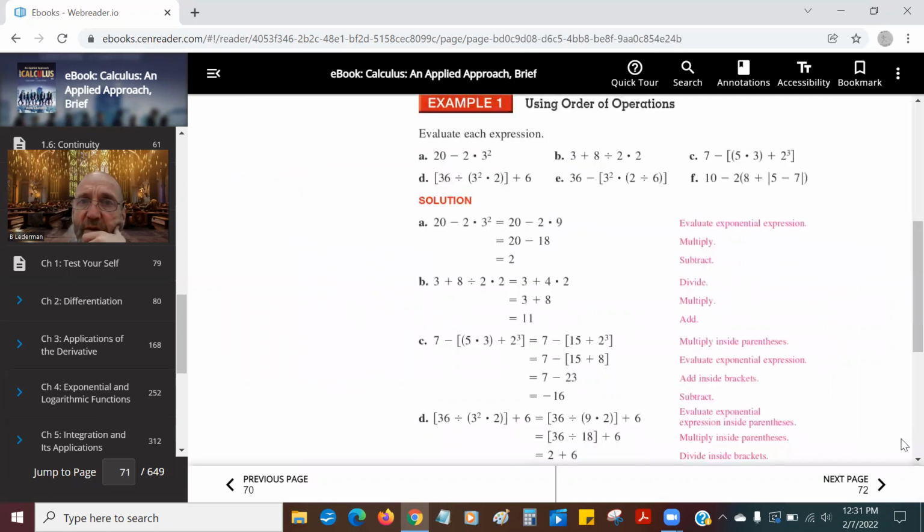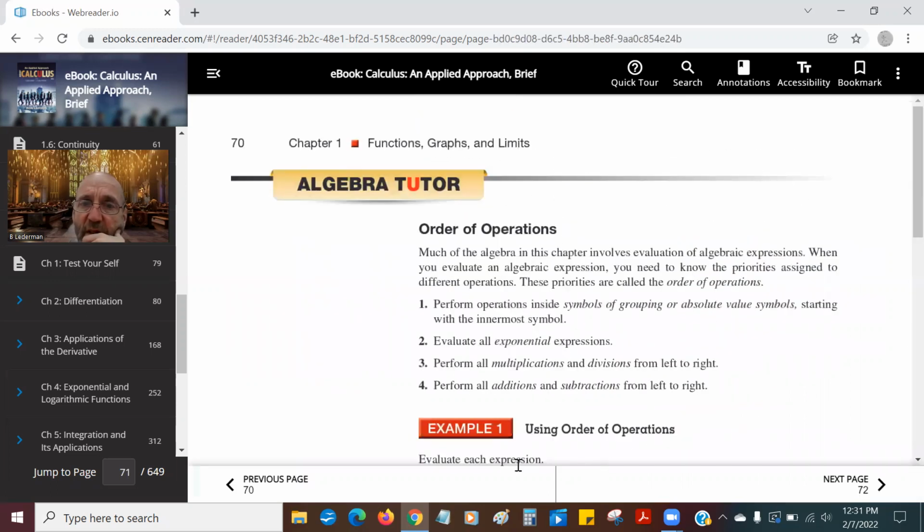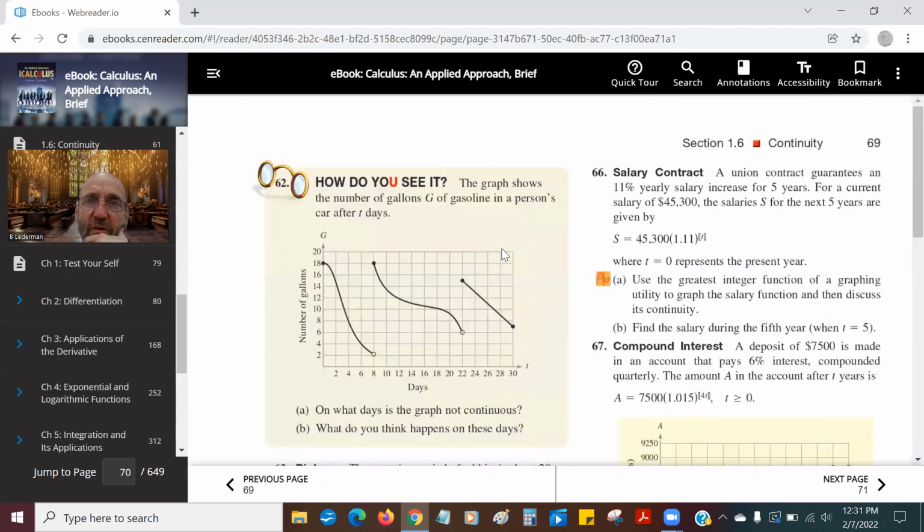The next thing we're going to do after this, that's it for now, is we're going to go to chapter 2. That's going to be our next thing. I'm going to get into some serious calculus.